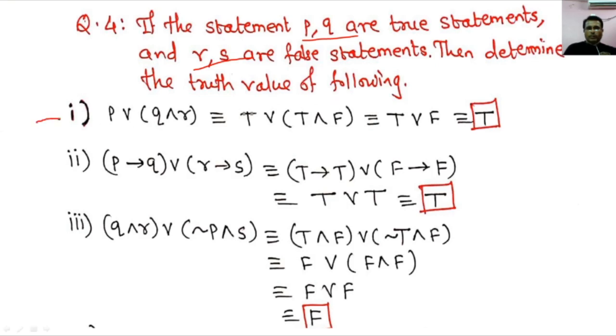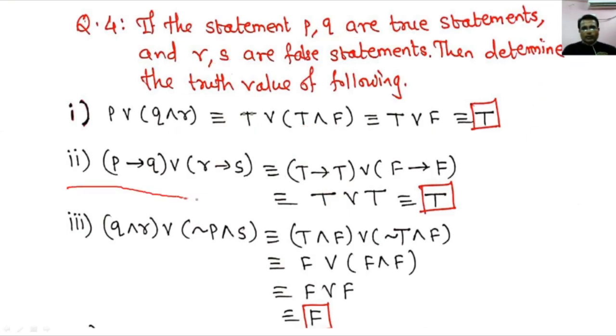Now the first example is P or (Q and R). So P is true, Q is true, R is false, that is given in the question. So true is as it is. First you have to solve the bracket. True and false is false. So you have true or false. So true or false is always true, and therefore the given statement's output is true.